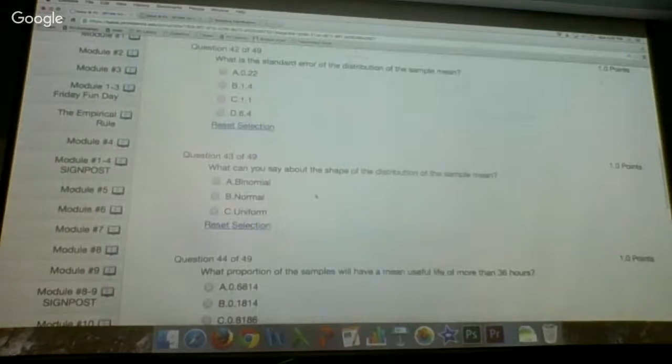What can you say about the shape of the distribution of the sample means? Hey, normal. Sounds good to me. What proportion of the samples will have a mean useful life of more than 36 hours? You know what? This is a case where I'm actually going to use the paper. So I haven't written anything in a while. I think I need to slow down.